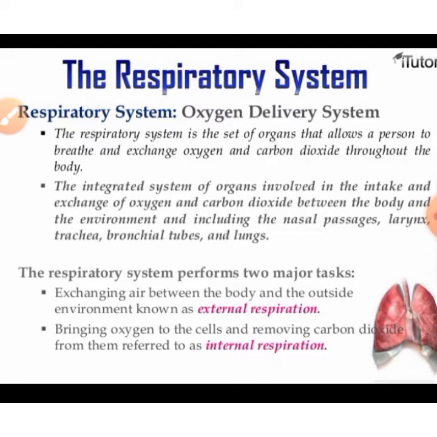The respiratory system, mind you, is also known as the oxygen delivery system. The respiratory system is a set of organs that allow a person to breathe and exchange oxygen and carbon dioxide through the body. It is the integrated system of organs involved in the intake and exchange of oxygen and carbon dioxide between the body and the environment, including the nasal passage, the larynx, the trachea, the bronchial tubes, and the lungs. The respiratory system has two major functions, which are external respiration and internal respiration.